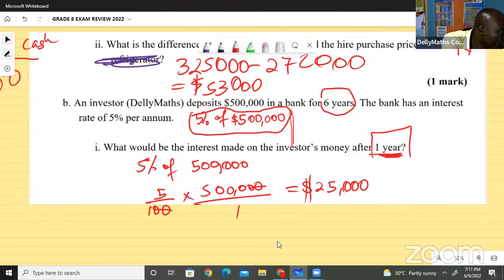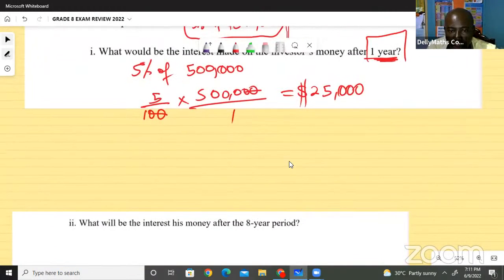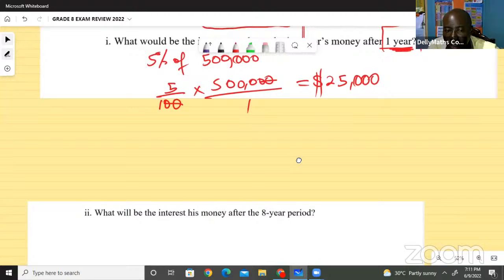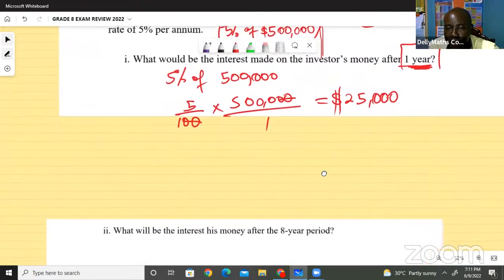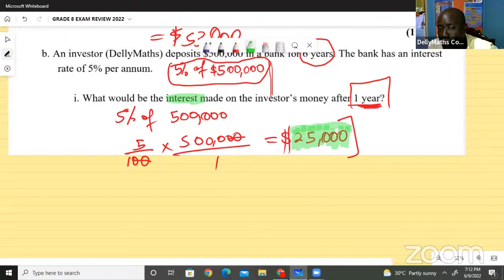Now, how do we work out the next part? Let's see what they're asking for the other year. What will be the interest on his money after an 8-year period? So this is for 1 year. The interest is going to be the same every year. So for 1 year, you get that, and you want to find 8 of this. You could do this for 8 years. There are many ways you can approach this, but because it's this simple type of interest, whatever I make for 1 year, I'm going to make every year. So if you do this 8 times, you could just multiply this by 8.